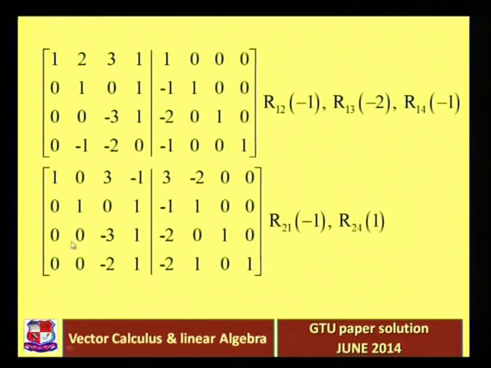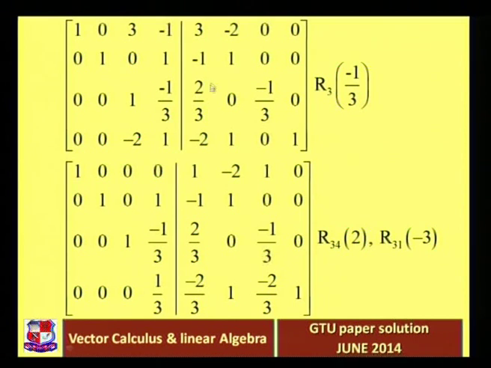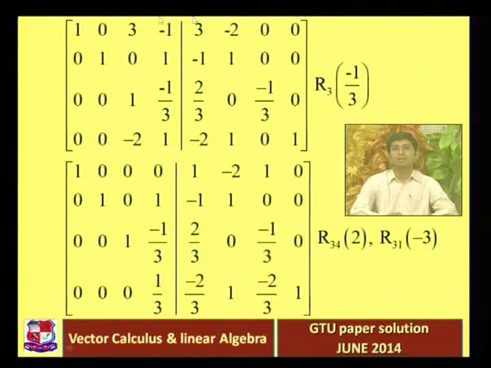So this third row becomes, you can see, 0 0 1, then minus 1 by 3, 2 by 3, 0, minus 1 by 3, 0, correct. So this third row is now changed, that is 0 0 1, minus 1 by 3, 2 by 3, 0, minus 1 by 3, 0. Now all other rows are as they are.